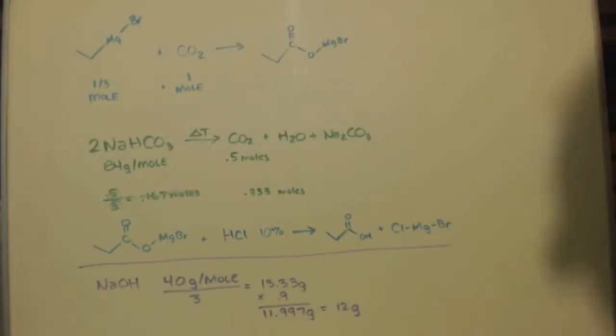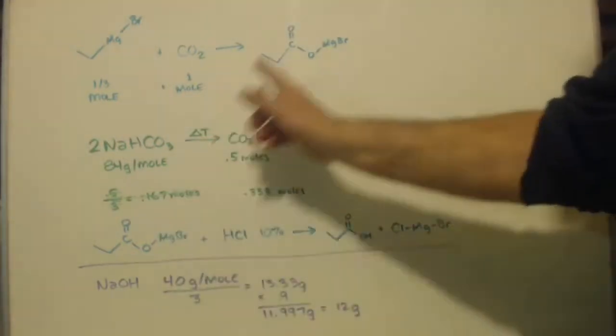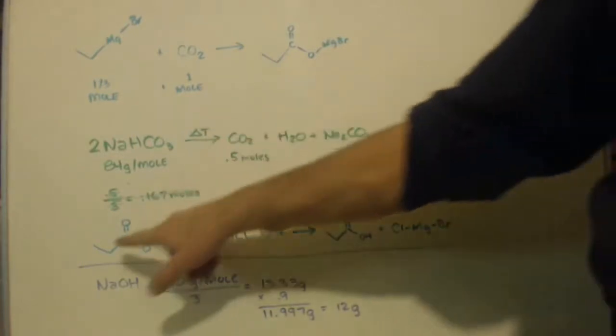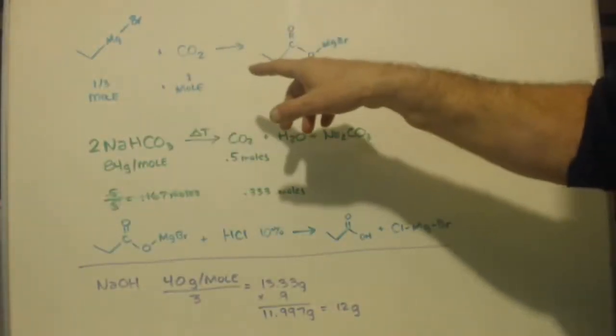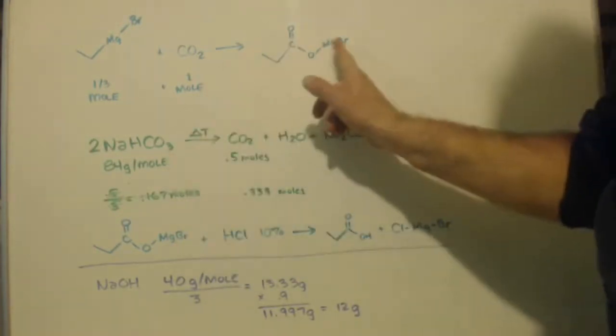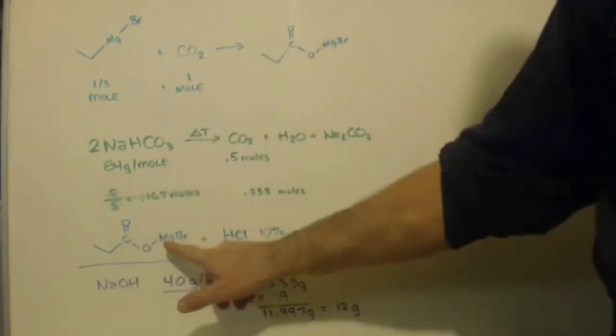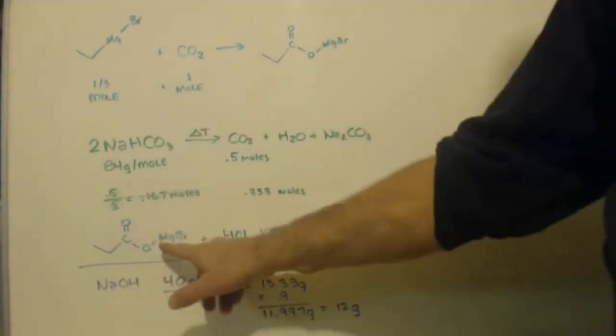Now, once you produce this, you keep bubbling the CO2 in, bubbling the CO2 in, right? And then you got this. So there it is down here. That's an alkoxide. It's a salt.